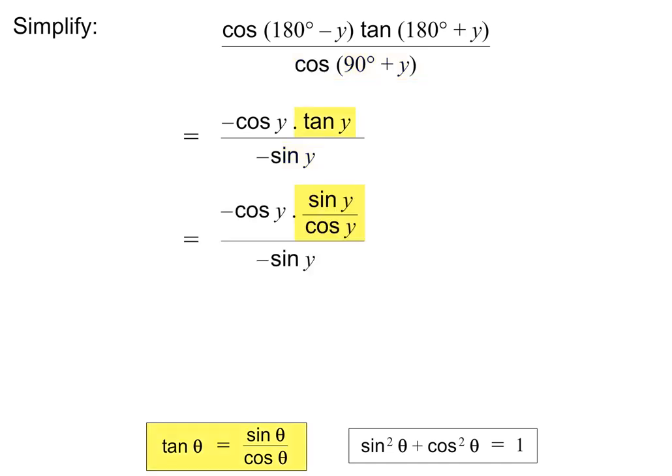Next we use the quotient identity to rewrite tan y as sine y over cos y. We can therefore cancel on top as follows. This then simplifies to minus sine y over minus sine y, which gives a final answer of 1. Please pause the lesson and make sure you agree.